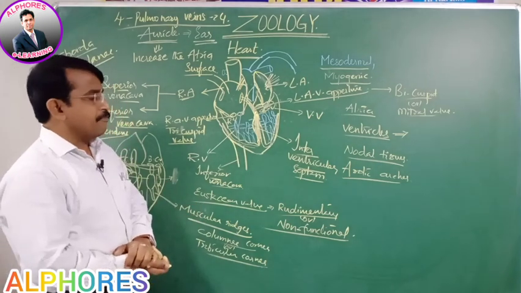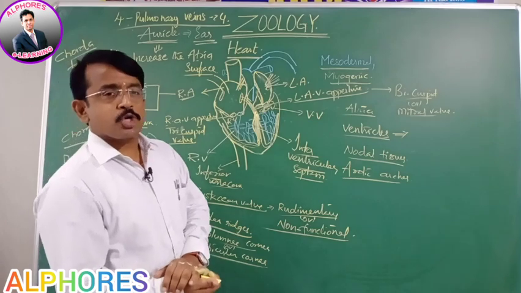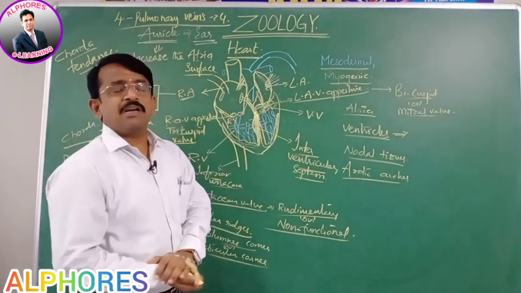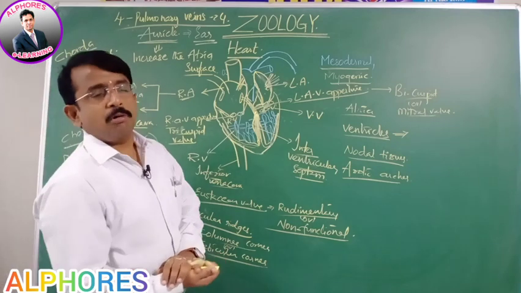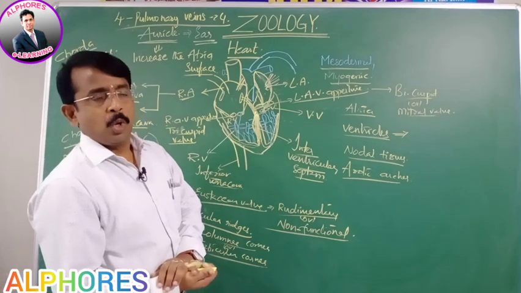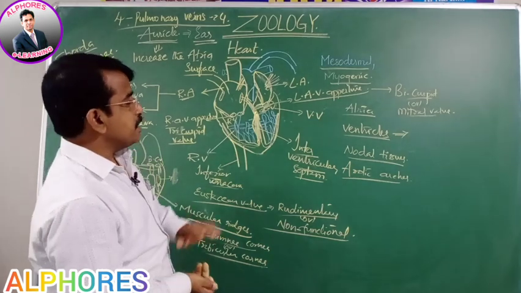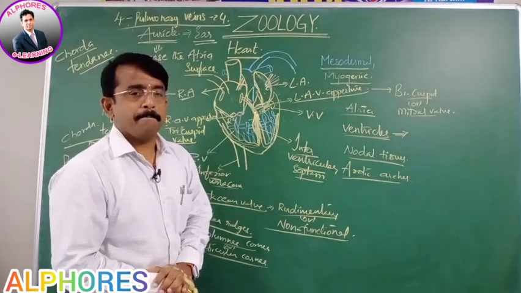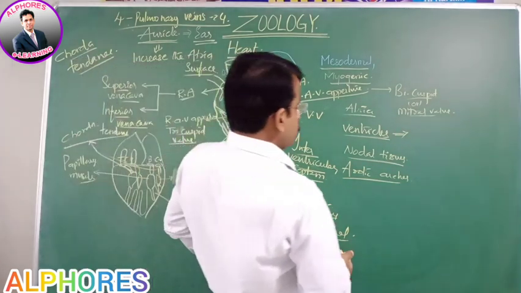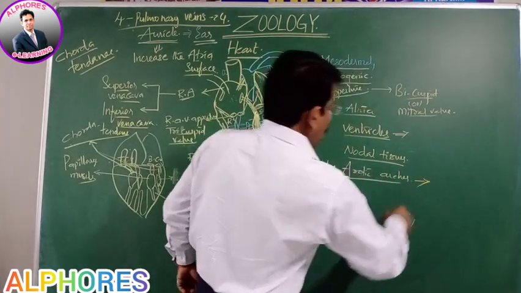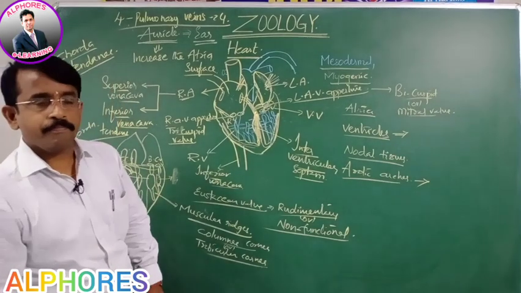Of all the four chambers, the left ventricle has the thickest wall, and it is longer and narrower, and receives the oxygenated blood from the left atrium. This is the information about the ventricle. Next, we'll move on to the aortic arches.